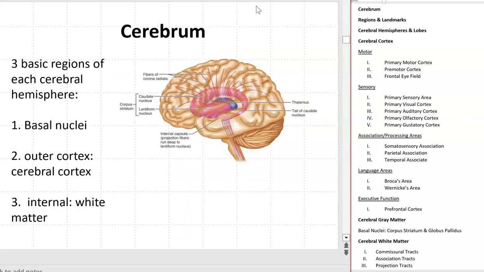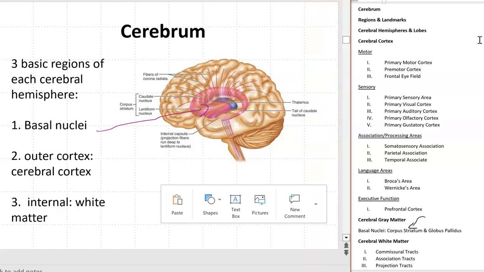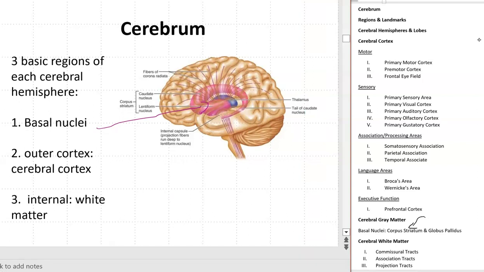Now, as we study the cerebrum, we're going to talk about the regions and landmarks. We'll talk about these hemispheres and lobes. But the first thing to understand is there's three regions of the cerebrum. The very deepest inside, like the inner core of the cerebrum, is called the basal nuclei. And we'll be looking at those basal nuclei a little bit later down here in our lecture today. We also know that there's an outer cortex, which is what we're going to focus a lot of time on. So notice under cerebral cortex, we'll talk about motor and sensory, association, language.